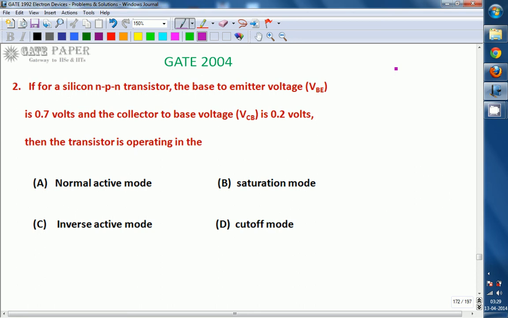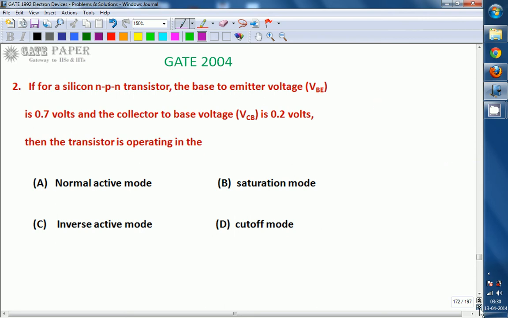Hello, we are discussing the GATE 2004 ECE paper, and the topic we are discussing is electronics. If for a silicon NPN transistor the base to emitter voltage VBE is 0.7 volts and the collector to base voltage VCB is 0.2 volts, then the transistor is operating in normal active mode, saturation mode, inverse active mode, or cutoff mode.